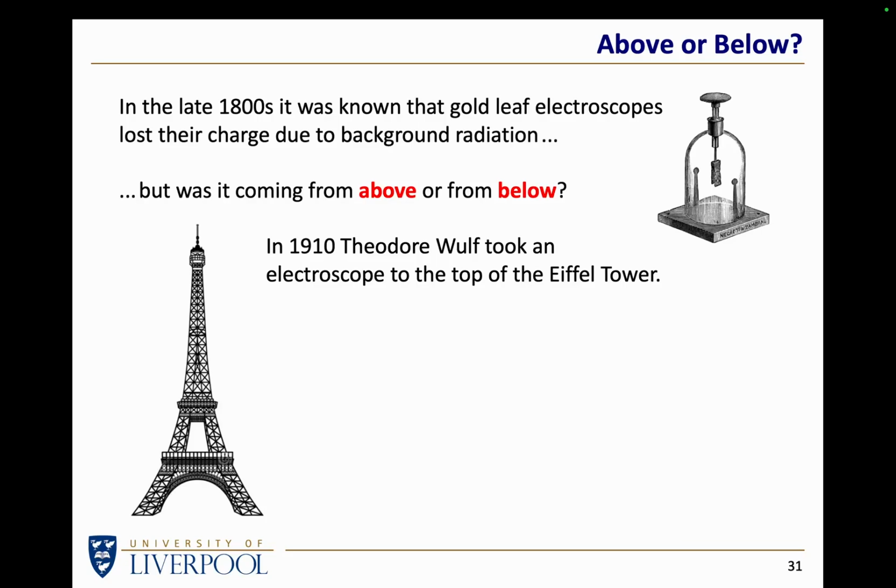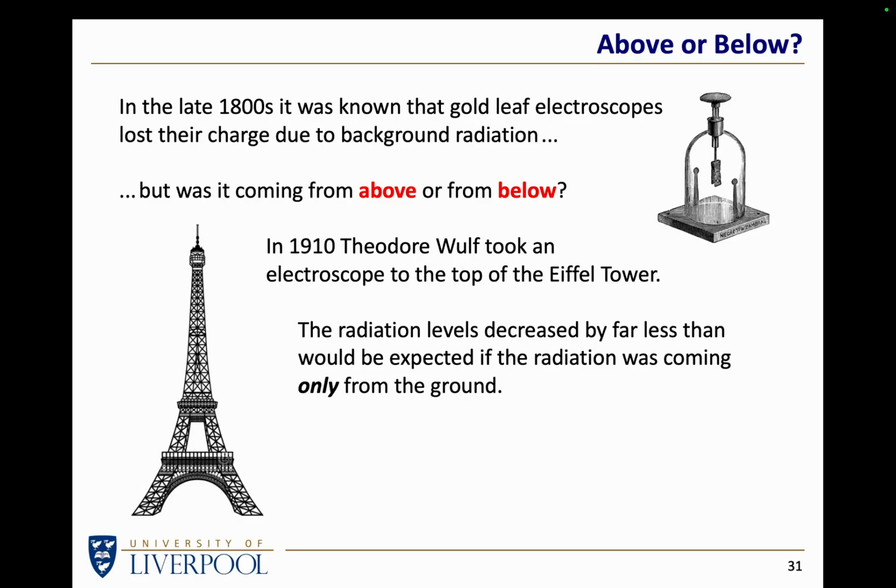So in 1910, Theodor Wulf said, okay, one way to tell is I'm going to take an electroscope, do a measurement at the bottom of the Eiffel Tower and see how quickly the leaves of the electroscope collapse, indicating how much radiation is around. And I'll do the same experiment at the top of the Eiffel Tower, which is quite a few hundred meters away from the ground. So that should tell us whether or not the radiation is coming from above or coming from below. When this experiment was done, it was rather inconclusive. In other words, it did seem to change, but by less than you would expect if the radiation was coming from beneath our feet. So a gold leaf electroscope is not accurate enough to see small changes to background radiation.